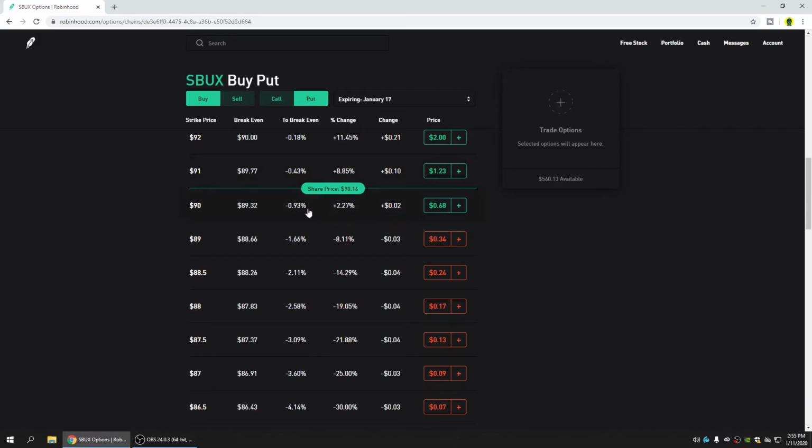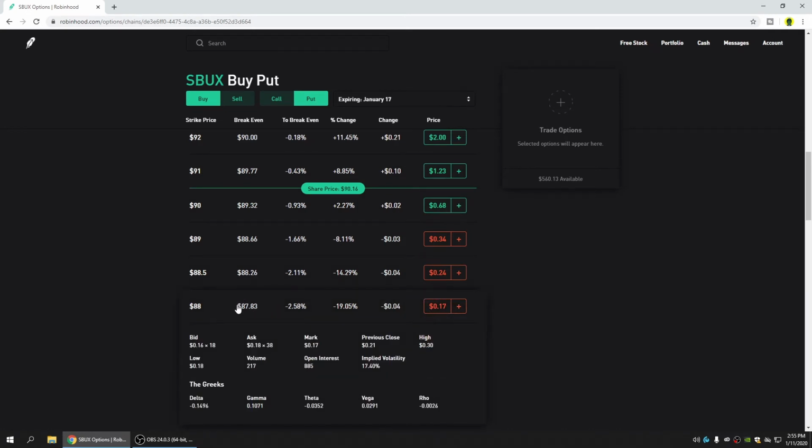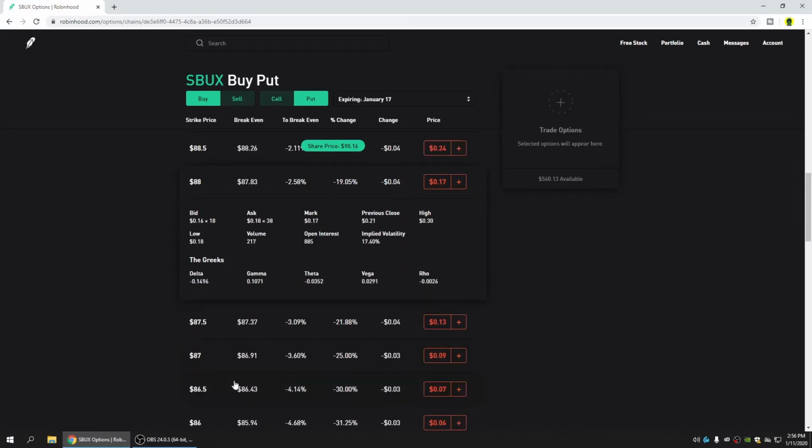So same thing on the put side. We buy an $88 put at 17 cents. Our break even is $87.83 because we paid 17 cents. So you've got to minus what you paid from the strike price. But say Starbucks goes down to 86 before the expiration.